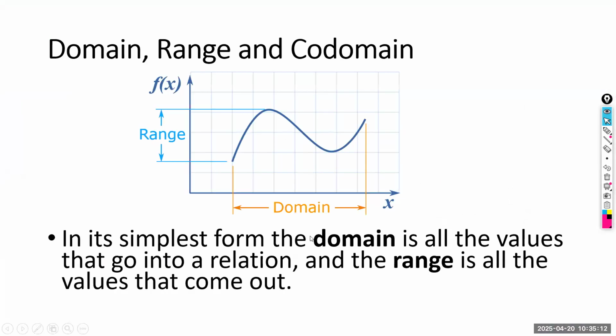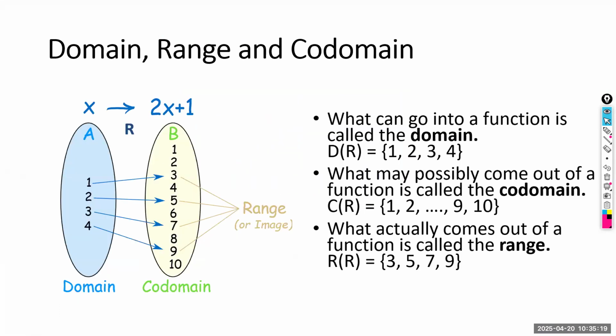So that is domain. All the values that go into the relation. So then we look at what range is. There's a connection between codomain and range also. Range is what actually comes out when you enter any values from the domain. Codomain is your expected outcome. Range is your actual outcome. Domain is what goes into the relation.